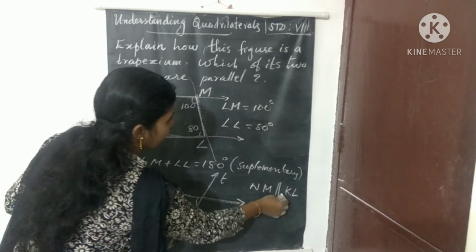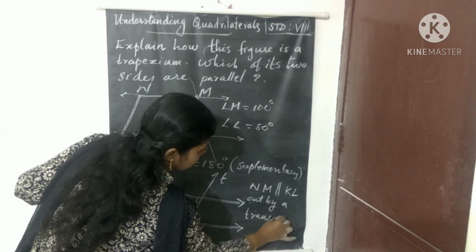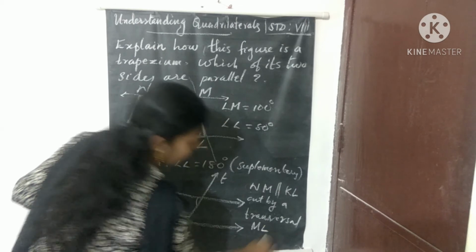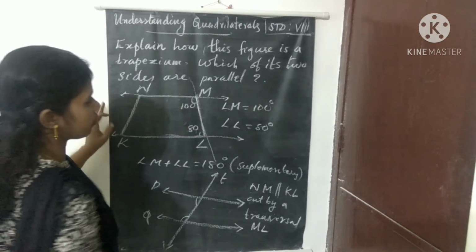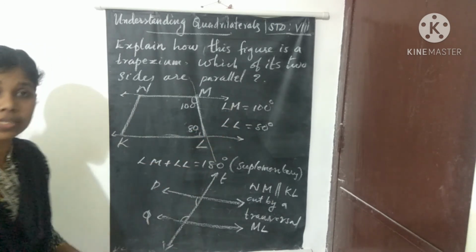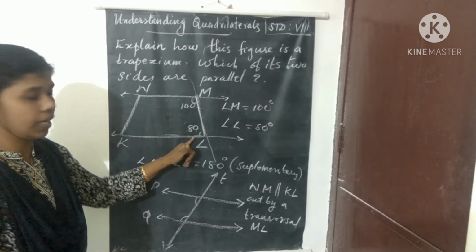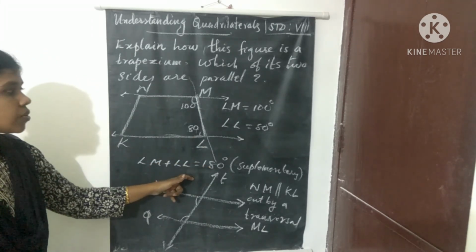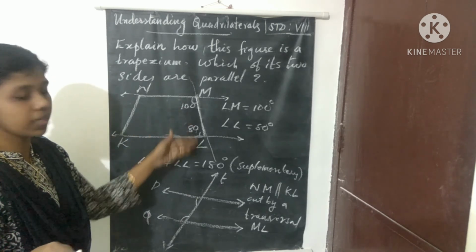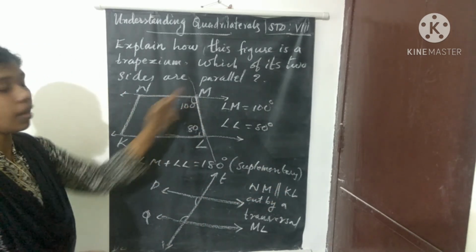Here write: NM parallel to KL, cut by a transversal ML. Angle M is 100 degrees, and angle L plus angle M is equal to 180 degrees. So NM and KL are parallel. What is the reason? These two angles are supplementary. That means NM is parallel to KL, cut by the transversal LM.